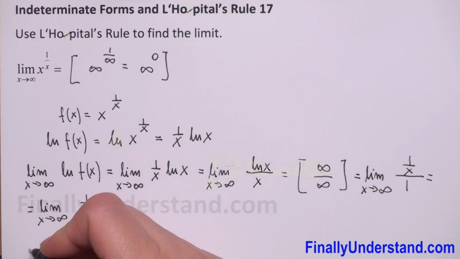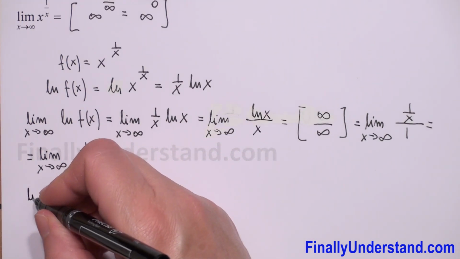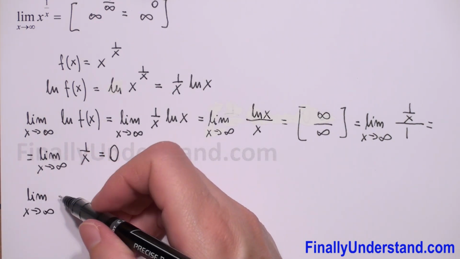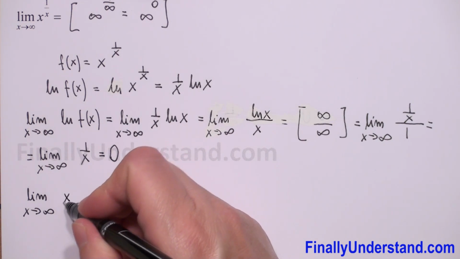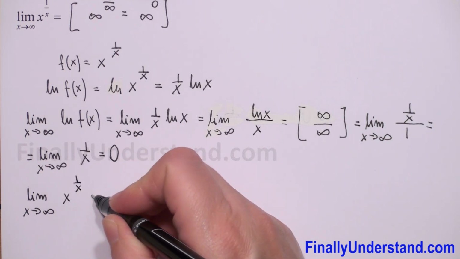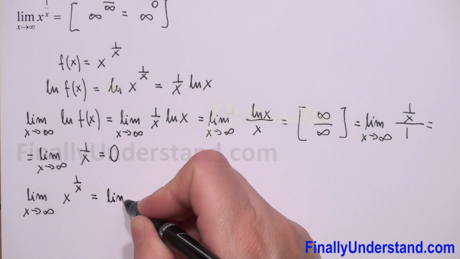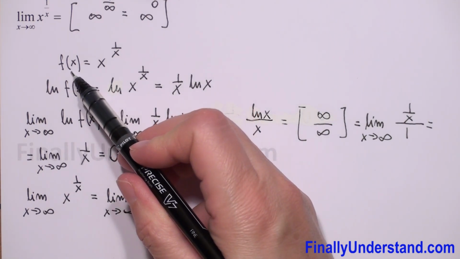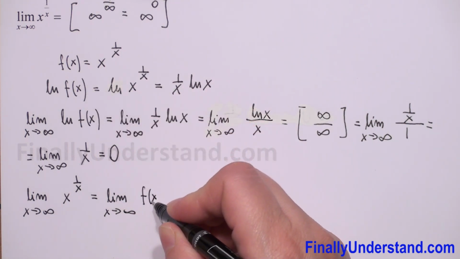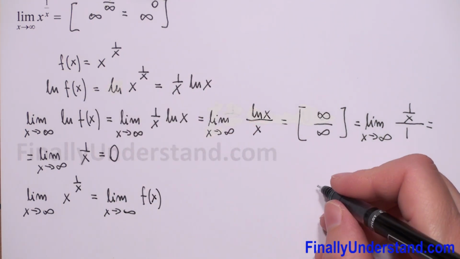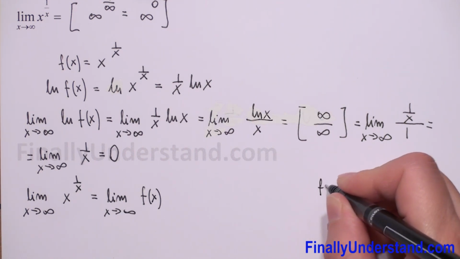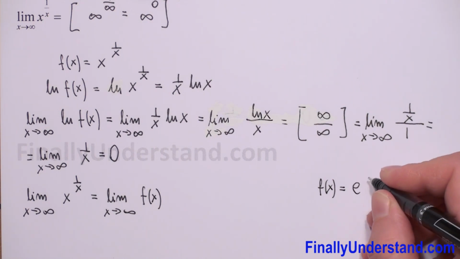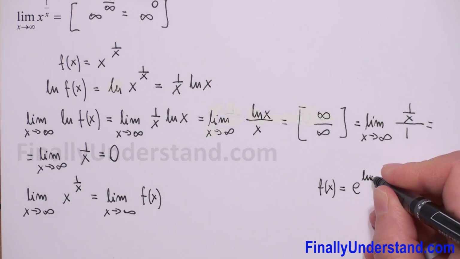We have to find the limit as x approaches infinity of x to power 1 over x. This is equal to the limit as x approaches infinity of f of x. Now we will use a formula. When we have f of x, we can rewrite that this is equal to e to power natural log of f of x.